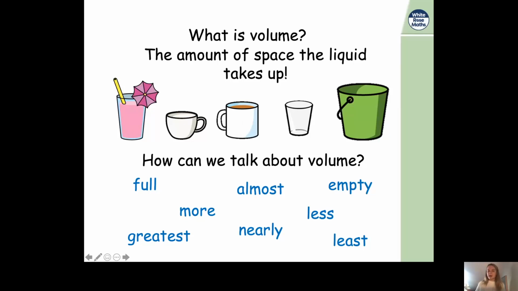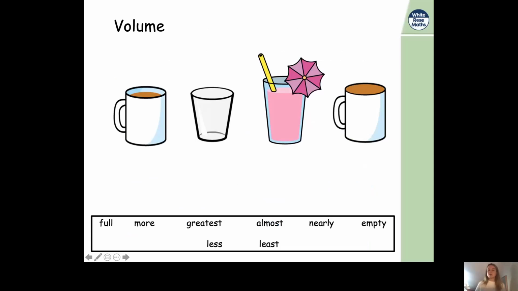Okay, so now, like we did last time, let's try and use these words to describe the volume of some different containers. So here we have 4 containers, and at the bottom we've got our word bank, okay, the words that we've just looked at. Now let's have a look at the first couple together. So we have a mug here.